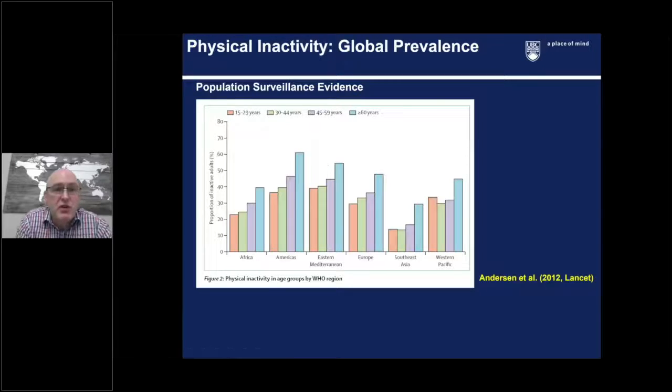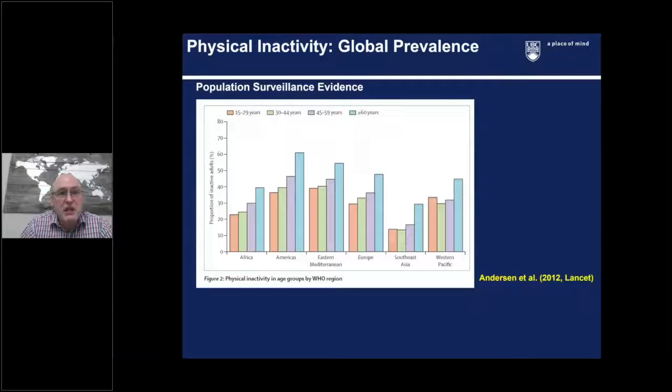In terms of the data with regard to older adults, this is data reported in The Lancet, the prominent medical journal, and this represents surveillance data collected in major World Health Organization regions. And what I direct your attention to in particular are those blue bars. And what we see here is that across every single major region and continent across the globe, older adults tend to be the least active cohort in society.